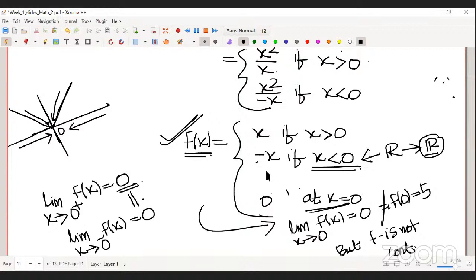So it's in your hand. You can define it whatever way you want. You can make it 0, you can make it 5. The thing is, what is your aim? That is what matters.